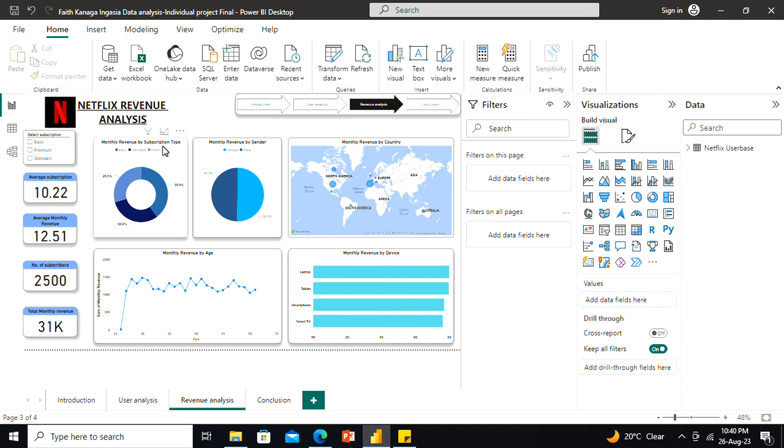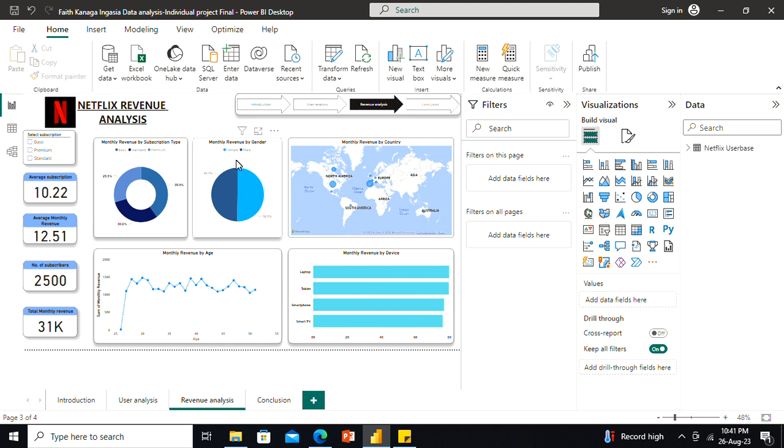Now, onto the revenue analysis. The average monthly revenue is 12.51. Then the total revenue is 31,000 from the 2,500 subscribers. Monthly revenue by subscription type: basic has the highest revenue, followed by standard, then followed by premium.